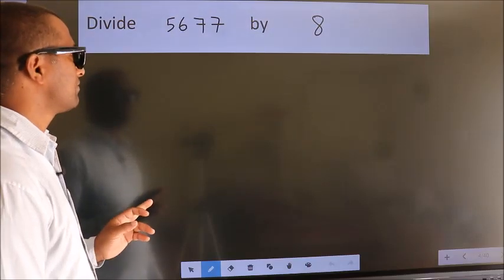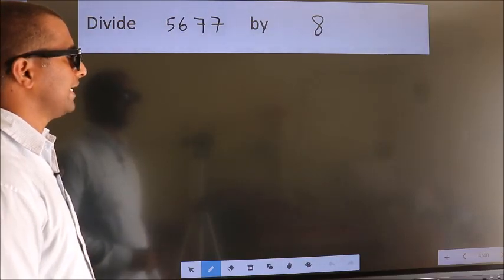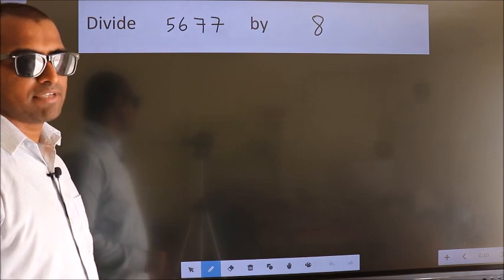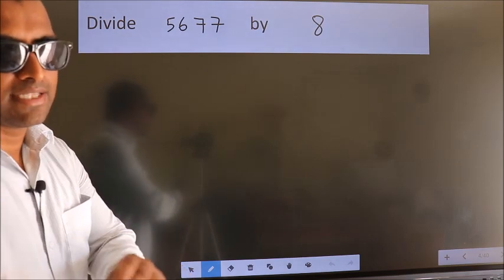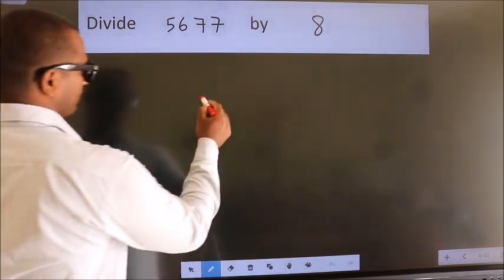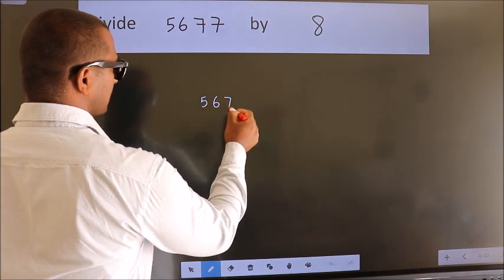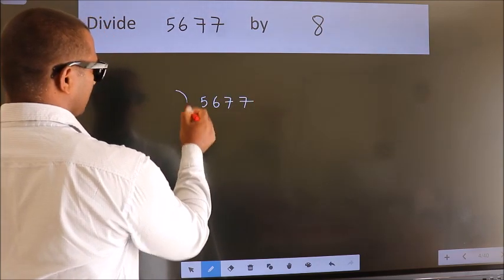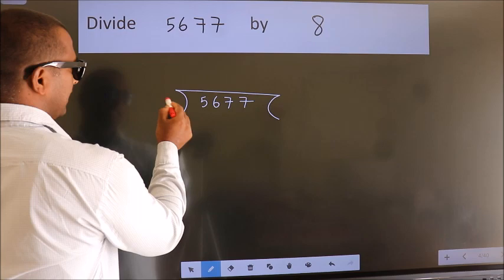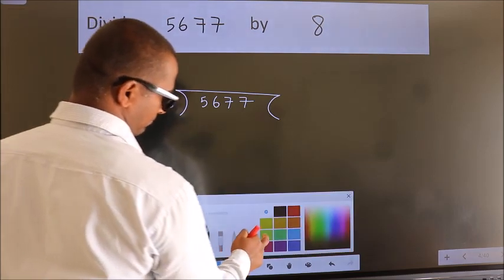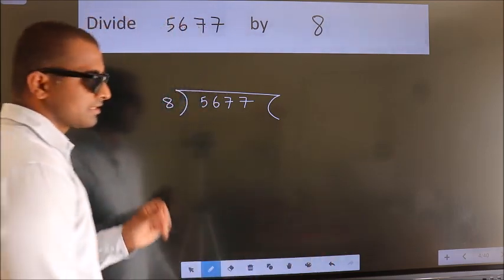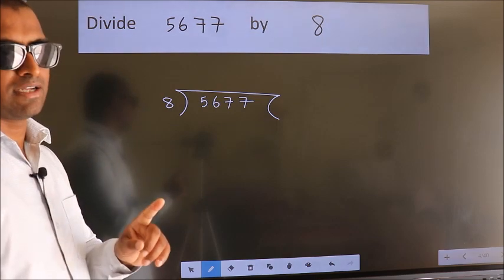Divide 5677 by 8. To do this division, we should frame it in this way. 5677 here, 8 here. This is your step 1.